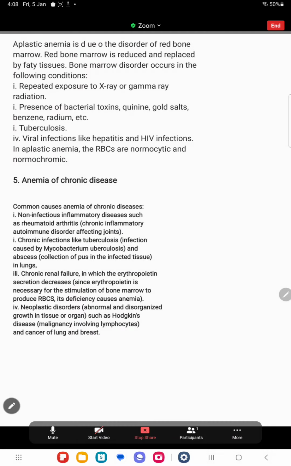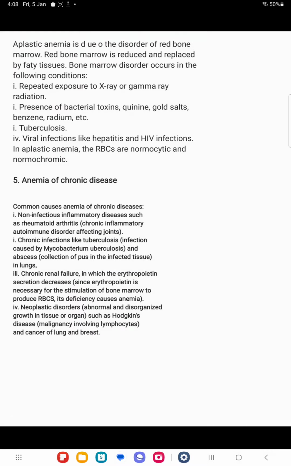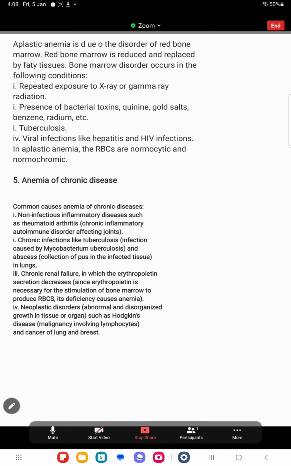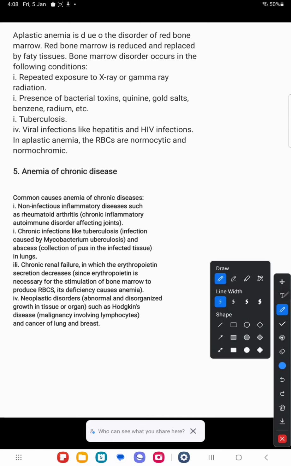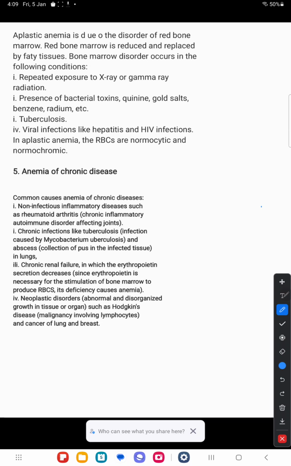Next, aplastic anemia. The fourth type is aplastic anemia. Aplastic anemia means there will be a bone marrow disorder. All of us know that RBCs are produced within the bone marrow. Bone marrow consists of red colored substance that produces RBCs. That bone marrow is reduced and replaced by fatty tissues.